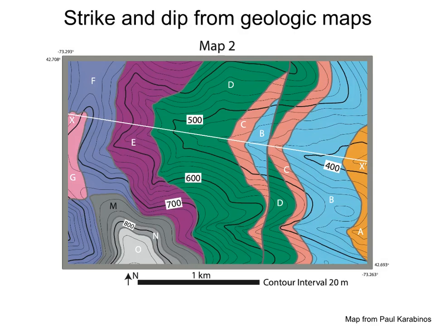Let's look at the orientation of the units. In which direction does unit C dip? The base of C makes a V across the valley. This V tells us that this unit dips west. We can trace structure contours on the base of C, here the 500 and 420 meters contours. Then, we can measure the horizontal distance between the structure contours in a direction perpendicular to them. This distance is about 220 meters. And, we can use this information to determine the dip of the unit, which is about 20 degrees.